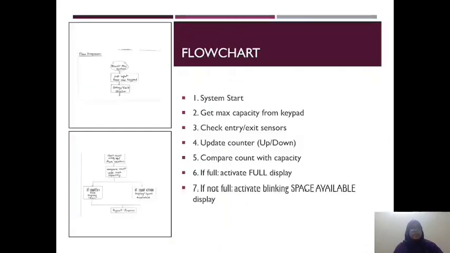Here is the flowchart. The system starts and takes input for maximum capacity from the keyboard, and entry and exit sensors to detect the cars. The counter is updated, either incremented or decremented. Then the count is compared with the maximum capacity. If the count and the maximum capacity are equal, it will display full. If not equal, it will activate the blinking space available display.